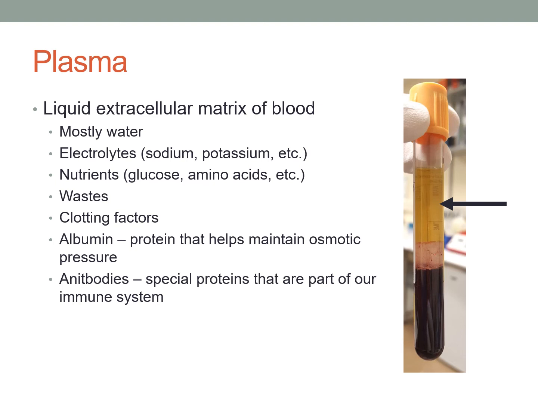So clotting factors, albumin, which is a really important protein for keeping the osmotic pressure in our blood the same. We're not going to get into that because it's kind of more advanced, but it's fascinating. And then finally, antibodies, which I misspelled here. Antibodies are special proteins that are made by our leukocytes, our white blood cells. And they're going to be part of our immune system. So now we're going to talk a little bit about antibodies because they are super cool.